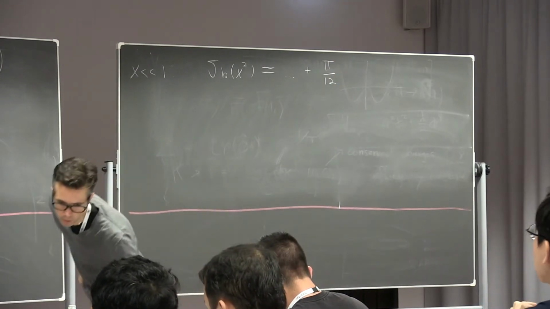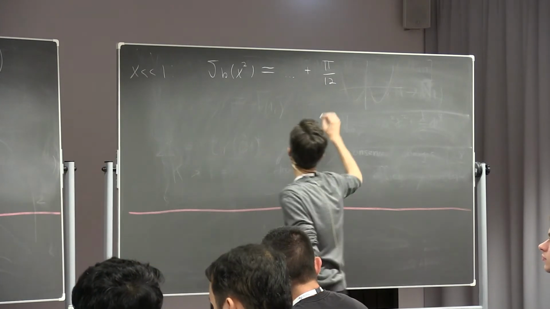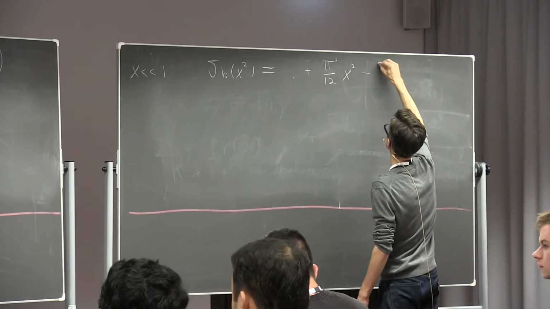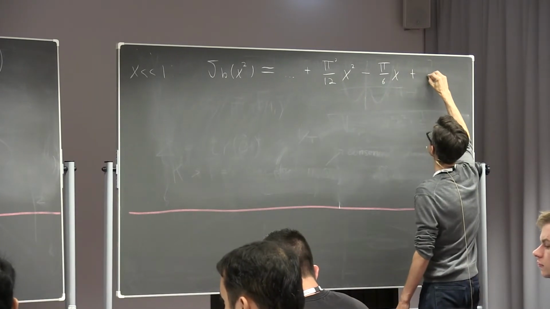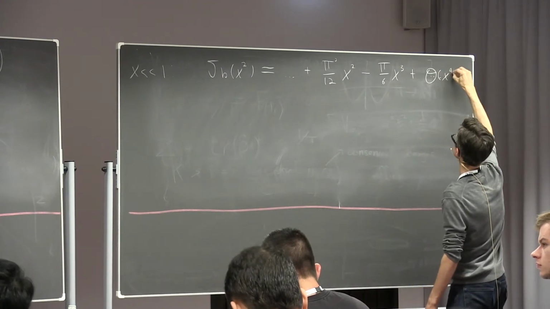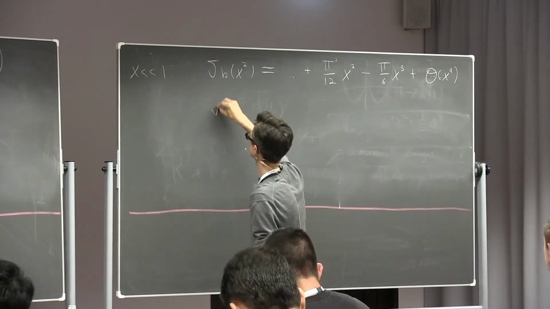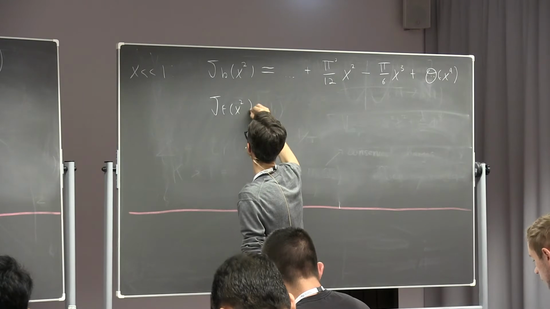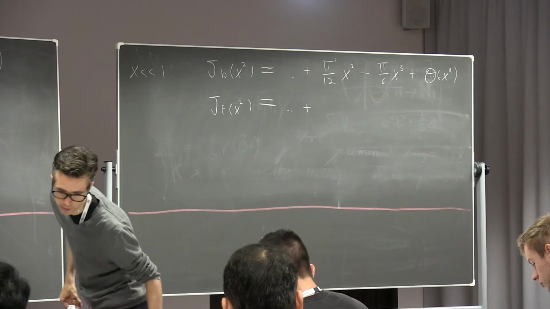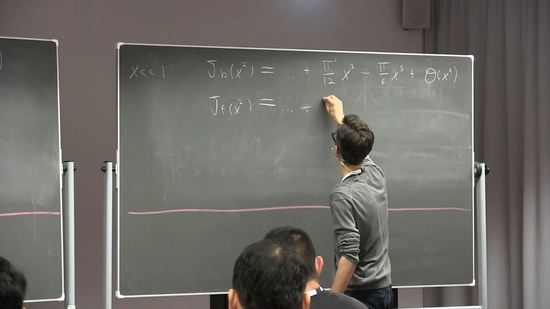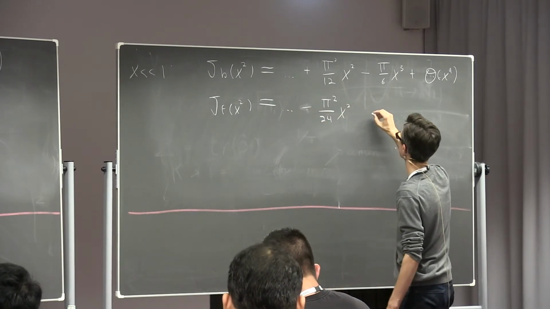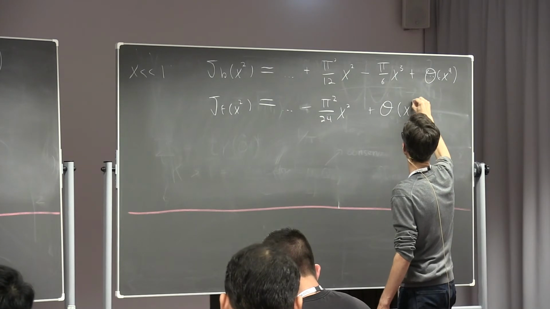Okay, for the bosonic loop function: minus pi to the fourth over 45, plus pi squared over 12 x squared, minus pi over 6 x cubed, plus dot dot dot, plus order x to the 4th. And my fermionic loop function is slightly different. This is some constant plus the leading term in x, which is minus pi squared over 24 x squared, plus order x to the 4th.